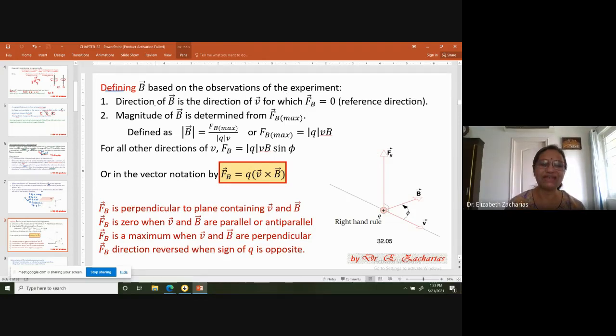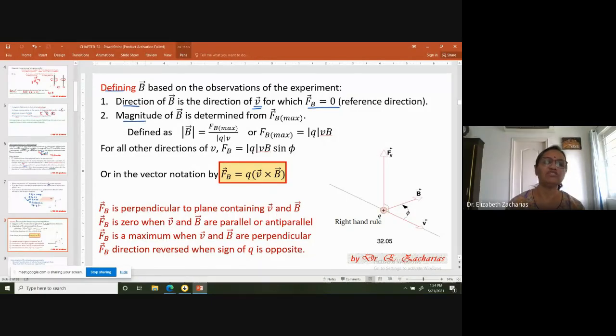So the first is direction. How are you setting the direction of the magnetic field? The direction of the magnetic field is the direction of velocity for which the force was zero. You remember you called one velocity direction the reference direction. Whenever the charge was moving in that direction, the force was zero. So that direction is taken as the direction of the magnetic field.